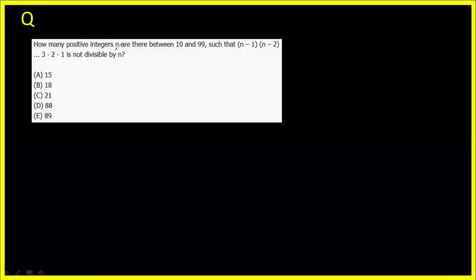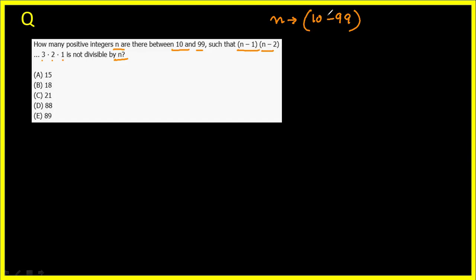How many positive integers n are there between 10 and 99 such that (n-1)(n-2)...3·2·1 is not divisible by n? That means n lies between 10 and 99. The n value could be 11, it could be 12, till 98. N is a positive integer.